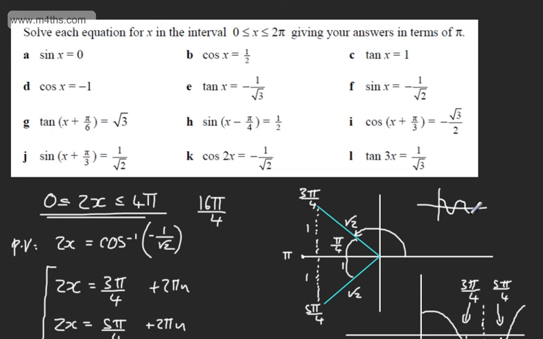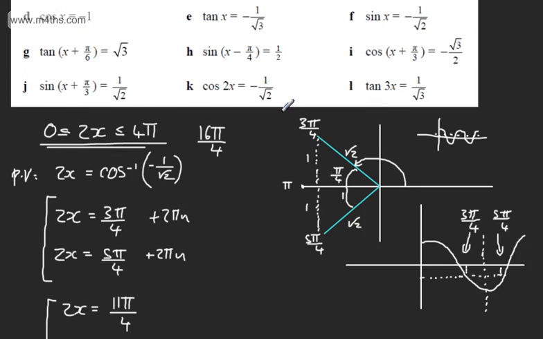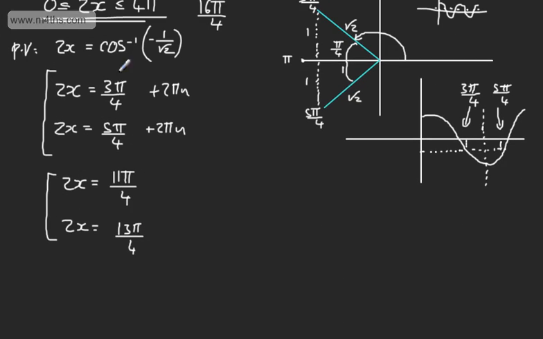So I can see now the first one, x is going to be equal to 3 pi by 8. We're going to have x is equal to 5 pi by 8. We've got this one right here, x is going to be 11 pi by 8. And then finally x is going to be 13 pi by 8.